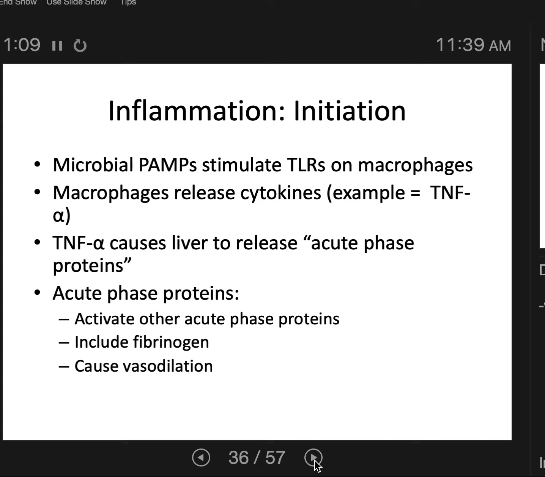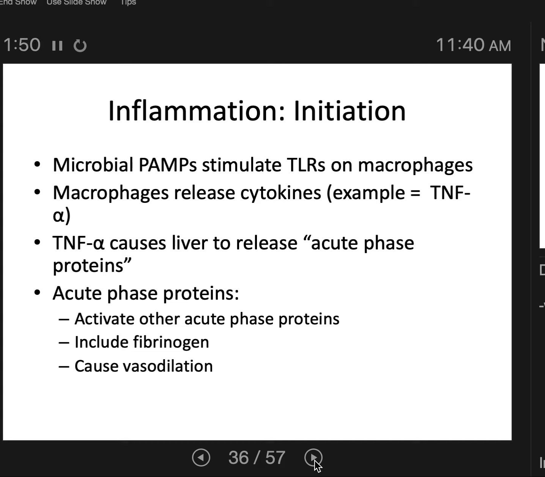So this is how inflammation is initiated. You have microbial PAMPs, which stimulate TLRs on macrophages. So remember, PAMP is pathogen-associated molecular patterns. Those are those generalized molecules that are common to many different kinds of pathogens, because we're talking about the innate or the non-specific immune response right now. This is your immediate and non-specific immune response. So you have PAMPs stimulate TLRs on macrophages at the site of a wound or at the site of an infection. TLRs are the toll-like receptors that read those generalized molecular patterns.